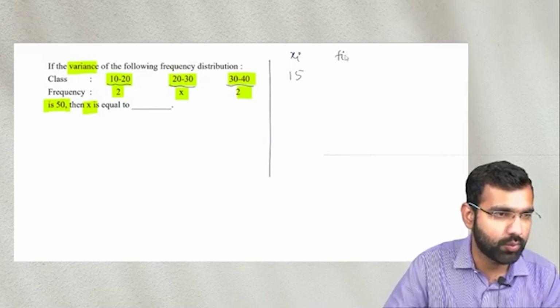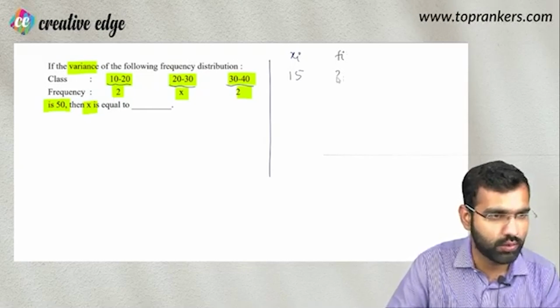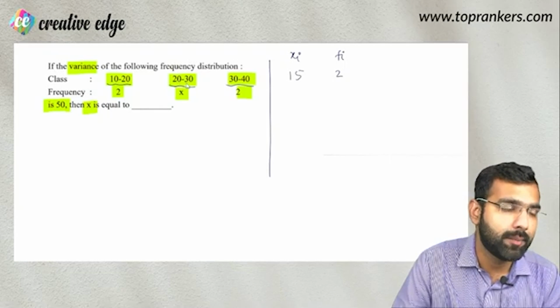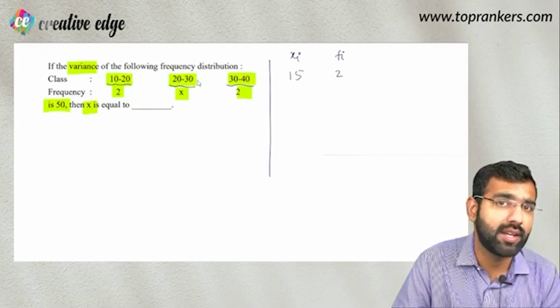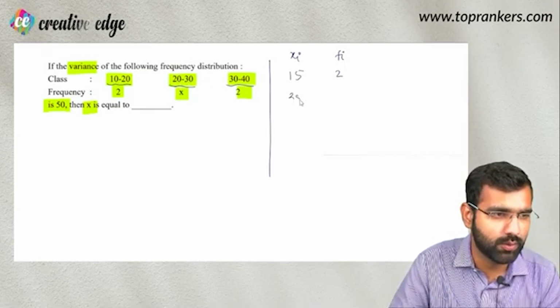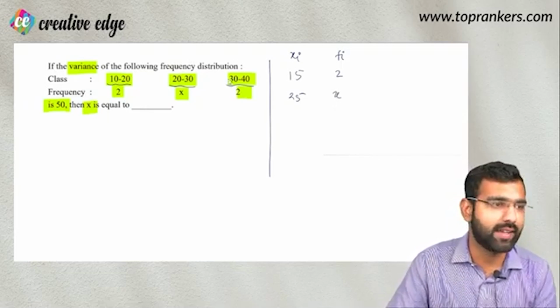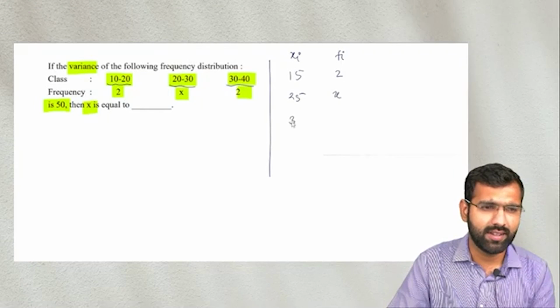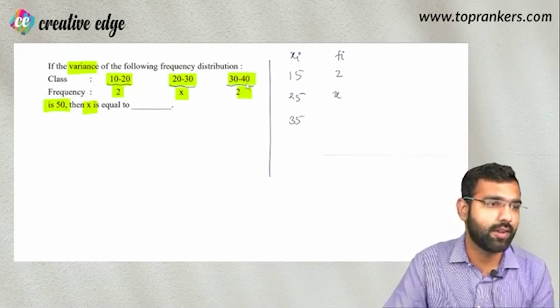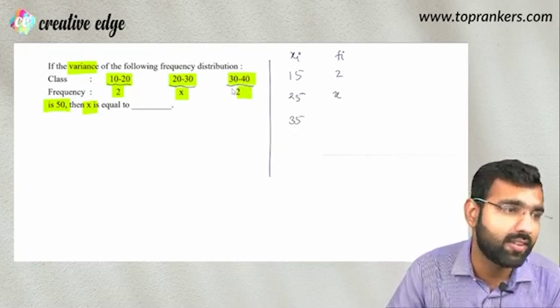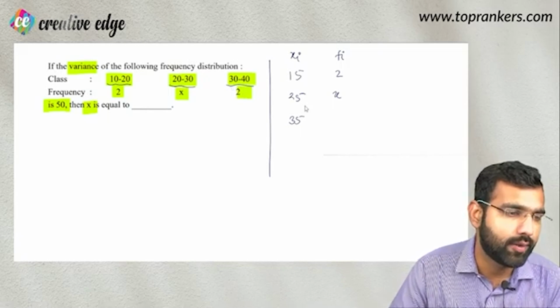And if I look at its corresponding frequency, that is what we are given as 2. Similarly, for the next class, that's 20 plus 30 which is 50, 50 by 2 is 25. The frequency of 25 is what we are supposed to figure out, that's x. 30 and 40 is 70, and if I take the average, the class mark is 35, and the frequency is 2.